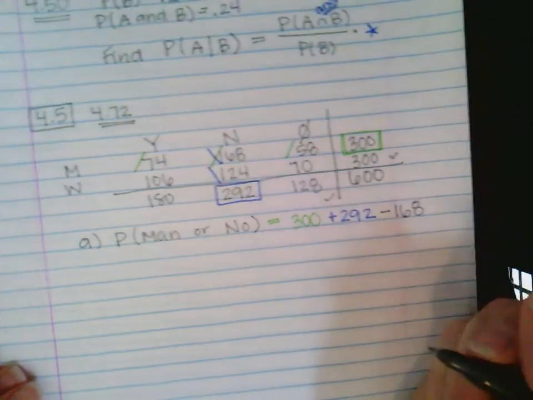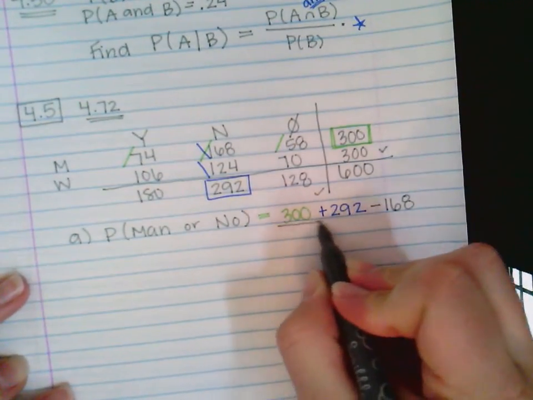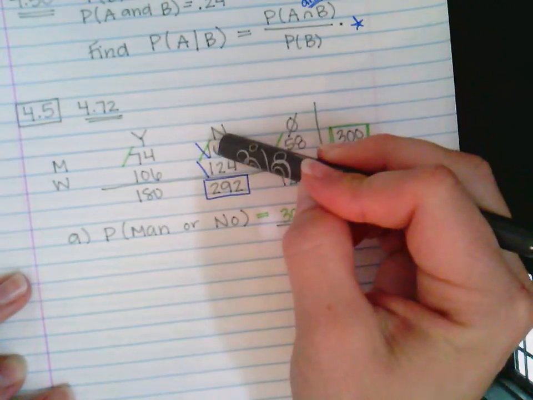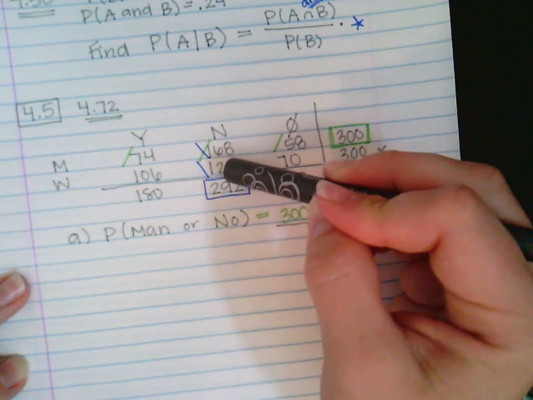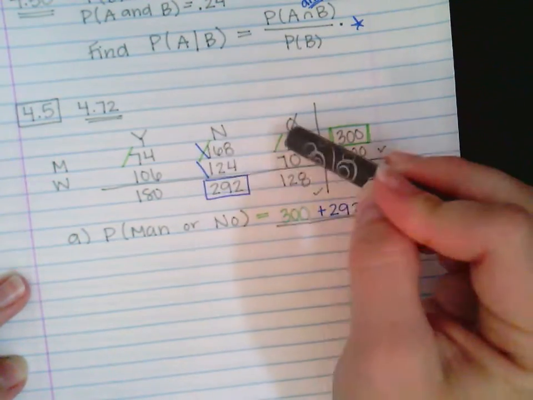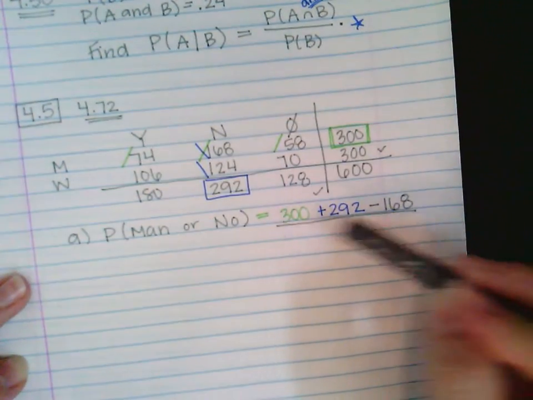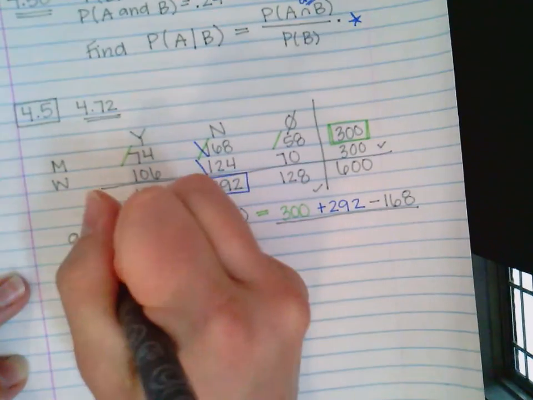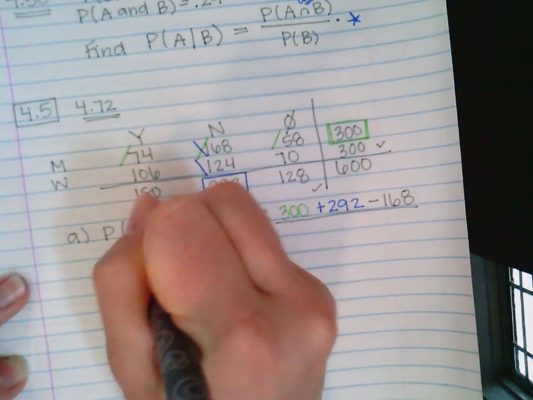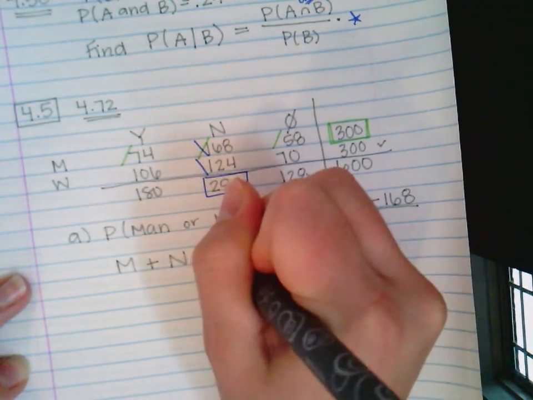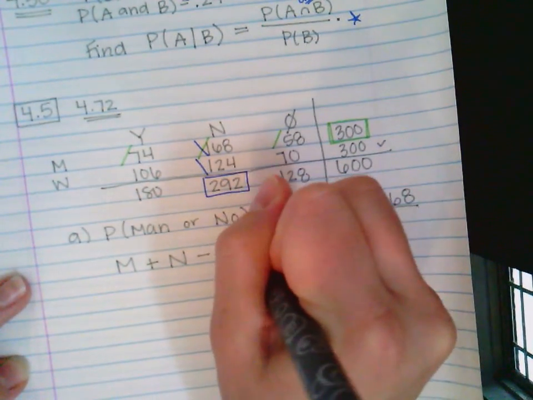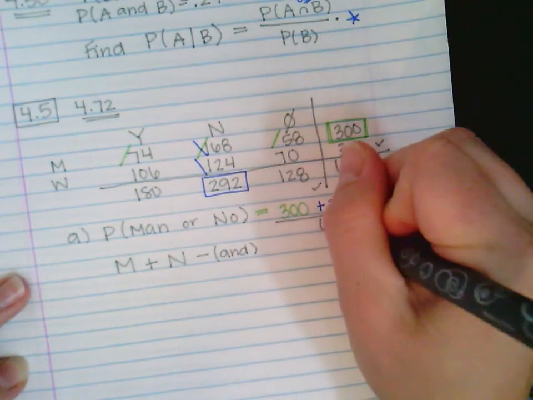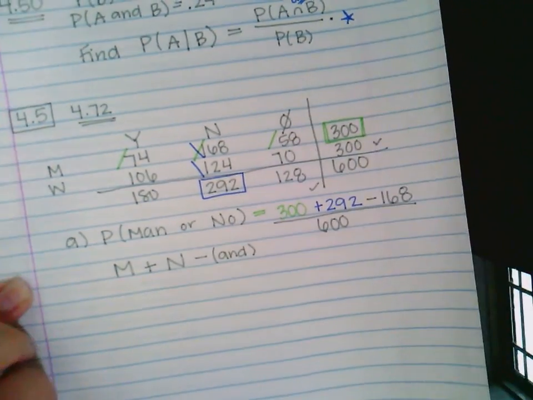The other option that you would have is to add 74, 168, 58, and 124. Just like add those 4 cells. But I'm trying to bring in the formula for the OR, which is man plus no minus the like and probability. Okay, and so that's what I'm doing here. And then I'm going to divide that by the total of 600.